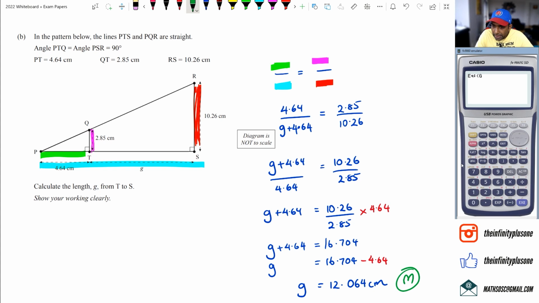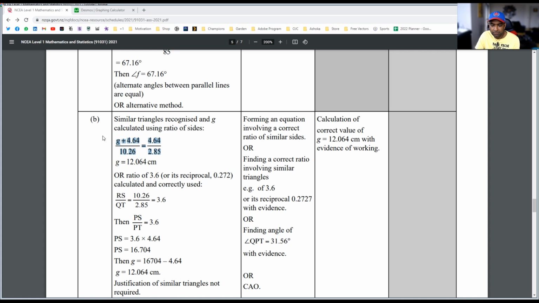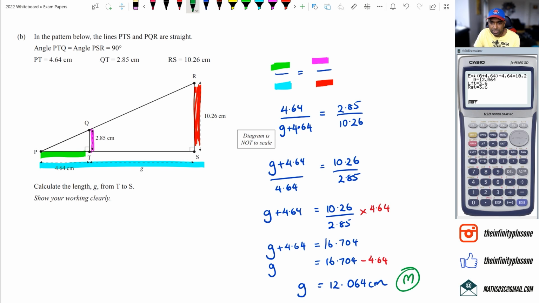But I'm just going to go G plus 4.64 divided by 4.64 is equal to 10.26 divided by 2.85. I press enter, and then right here there's a little solve button, which is F6. I solve it, and that's going to give me G as 12.064. So would I consider this top line that I've highlighted here as evidence of working? Because if it is, then you could just do that in the calculator and walk away with a merit for this question.